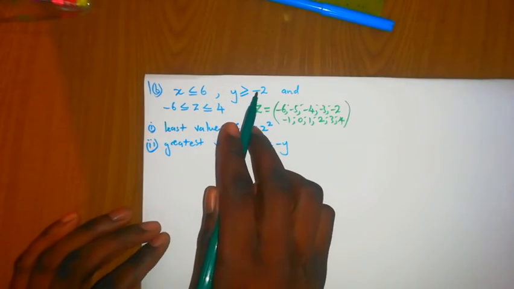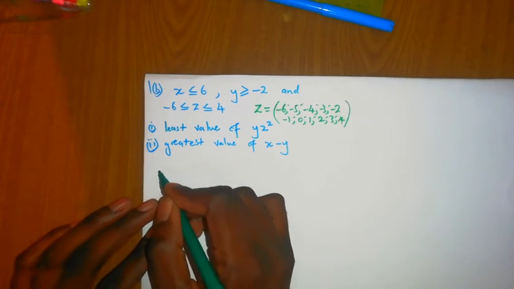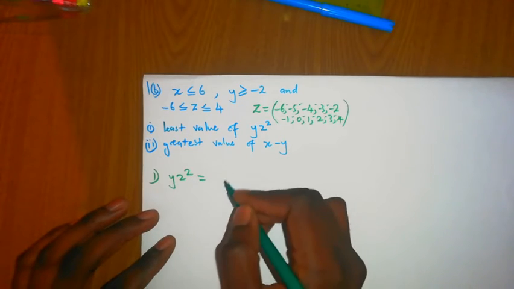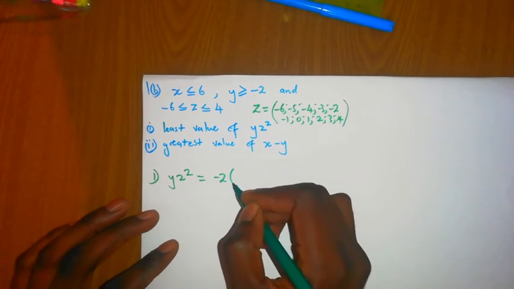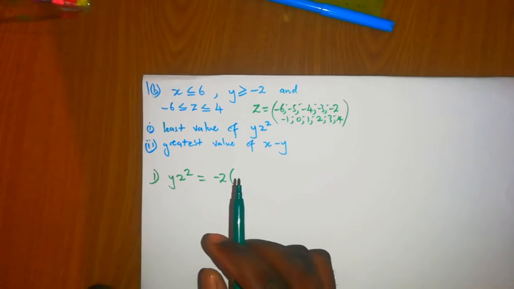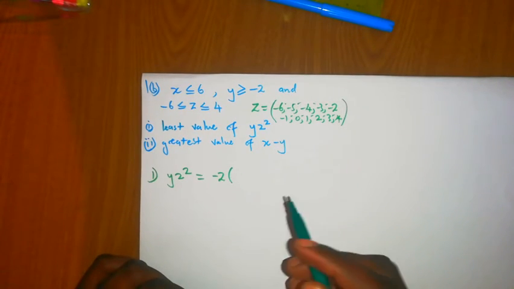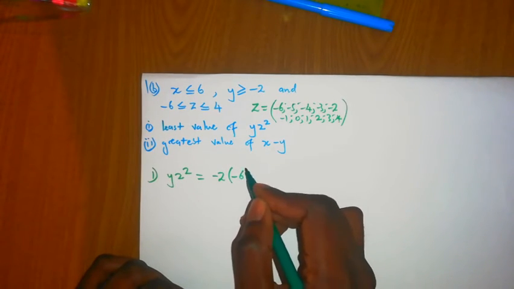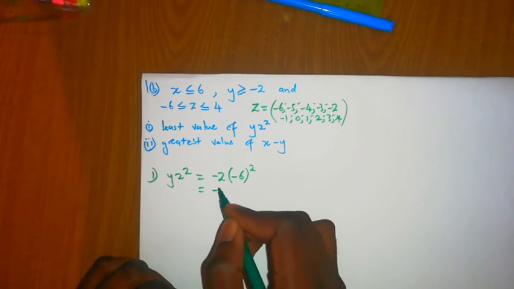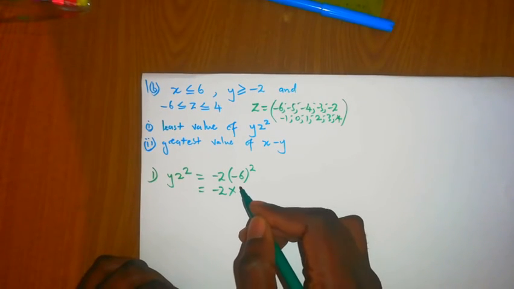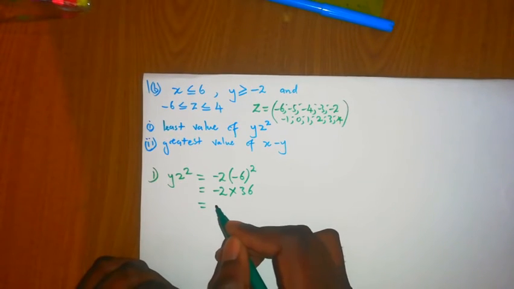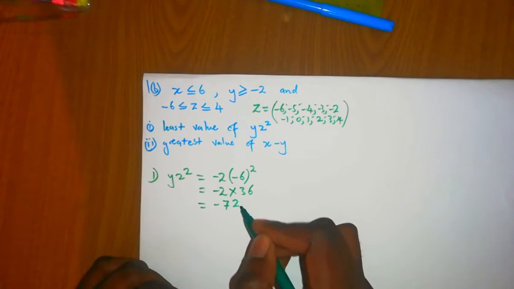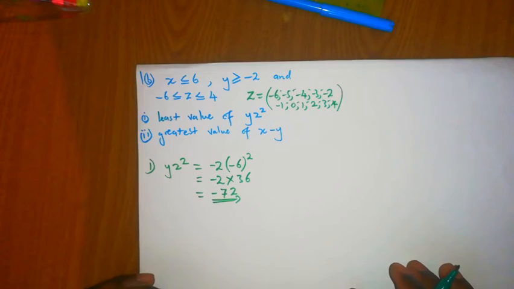In this case, we want the negative value of y, which is 2. So we're going to say number 1, yz squared is equal to the negative value of y, which is 2, then in brackets, the value of z such that if we square it, it's going to give us a larger number, which is negative 6 squared. So it's equal to negative 2 times 36, which is equal to negative 72. That is your answer. That is the least value of yz squared.